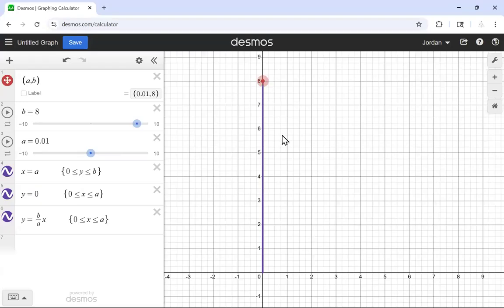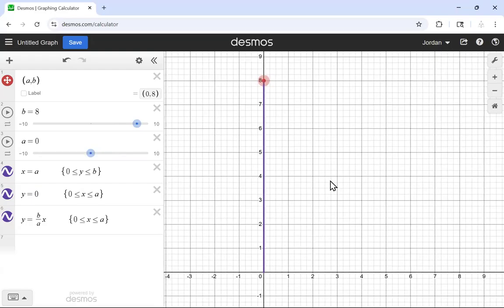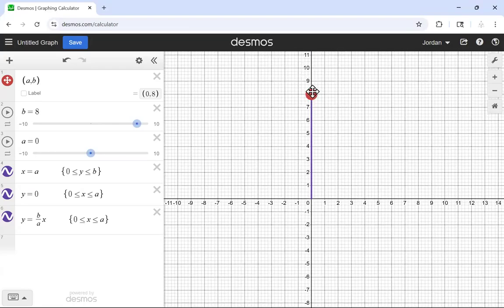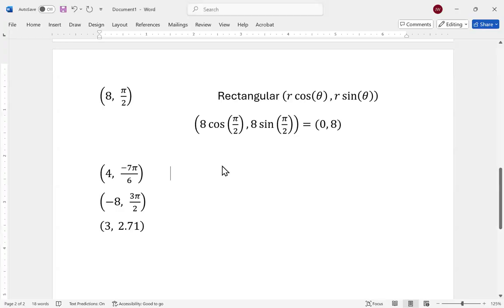Along that y-axis. So we should be getting at the point 0, comma 8 right there, which it is, as you see. So we're moving up the y-axis. That's a pi over 2 angle, and 8 units. So we're at 0, comma 8. Now we can do that calculation for any of these points.